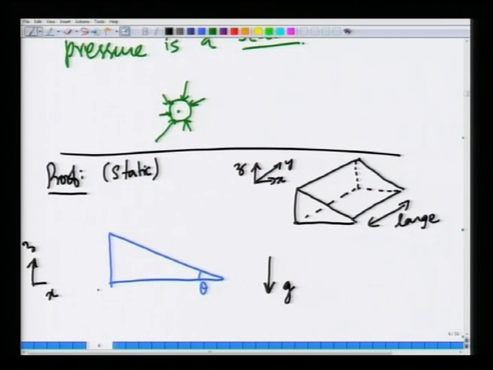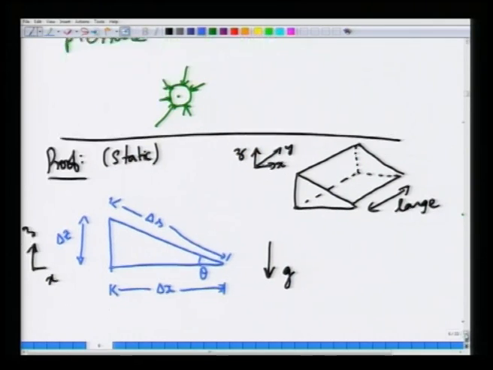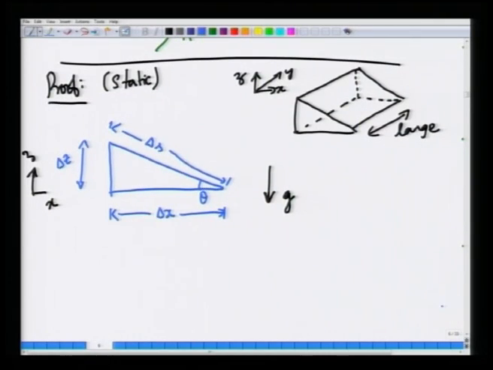So let us call this surface. Let this distance be delta x, let this distance be delta z, and let this distance be delta s. Now, there is also gravity acting down. The pressure at this surface, and these are all infinitesimal lengths, so the pressure is approximately a constant.